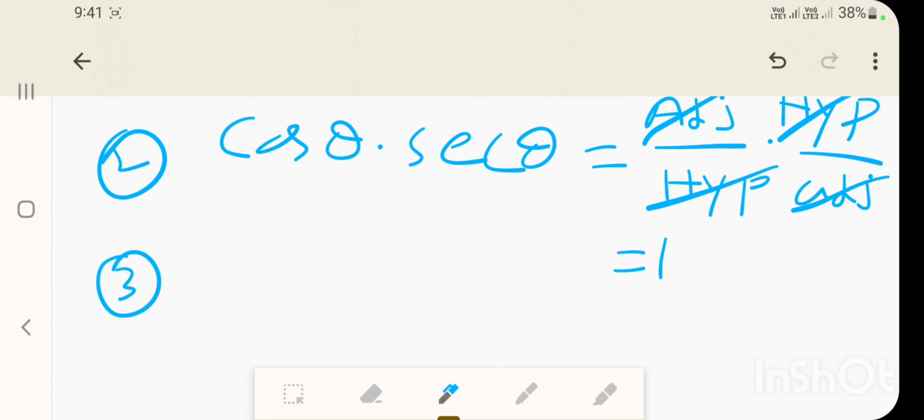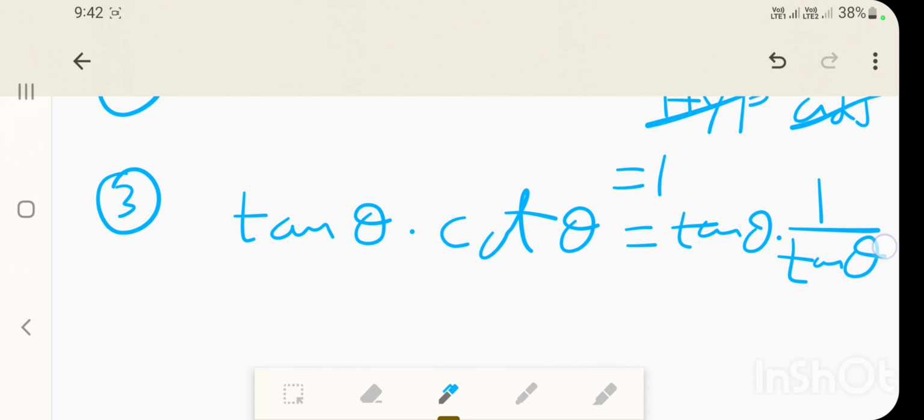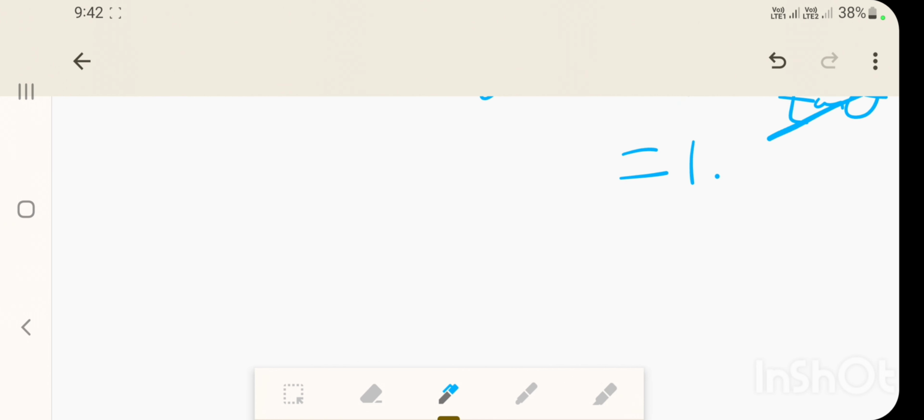Now another relation we can have is between tan theta and cot theta. We know that cot theta is nothing but the reciprocal of tan theta, so tan theta into cot theta is tan theta times 1 by tan theta. These two will get cancelled and we get 1. So this gives the relation between cot and tan: when we multiply cot into tan, we get 1. These are the three relations we can have between the trigonometric ratios.